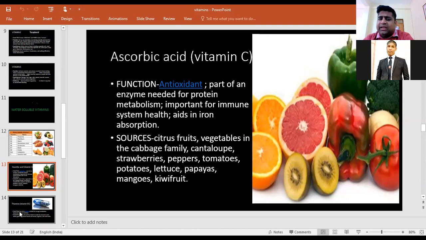So the vitamin C is used as an antioxidant. It is used as an anti-aging. Part of an enzyme needed for protein metabolism, important for immune system health, aids in iron absorption. It also helps in the absorption of the iron. So vitamin C combines with the iron, okay, and then it can be absorbed in our body.